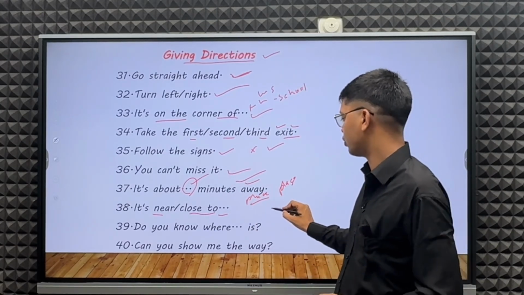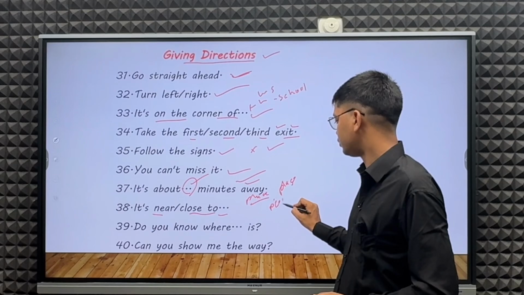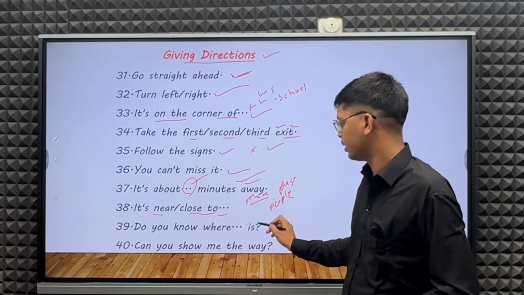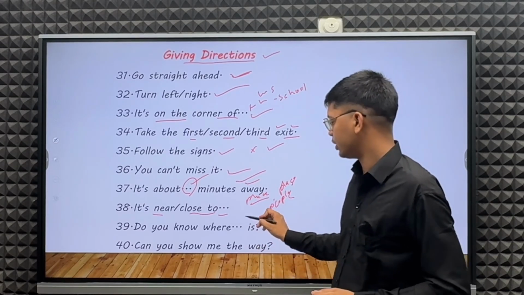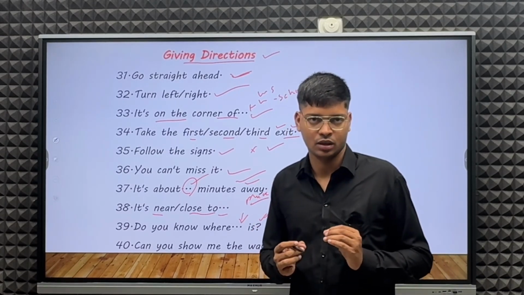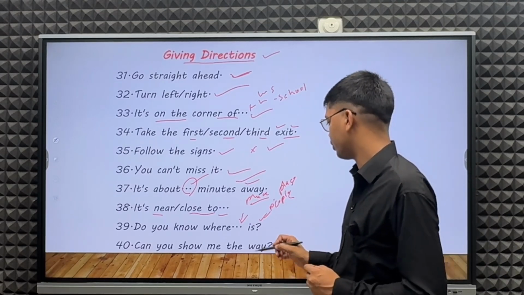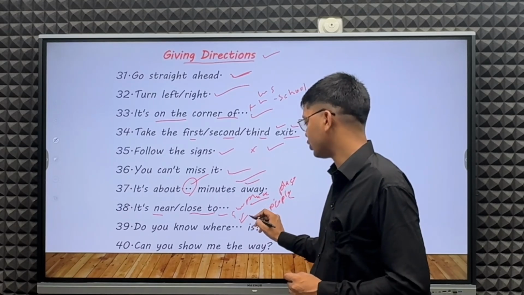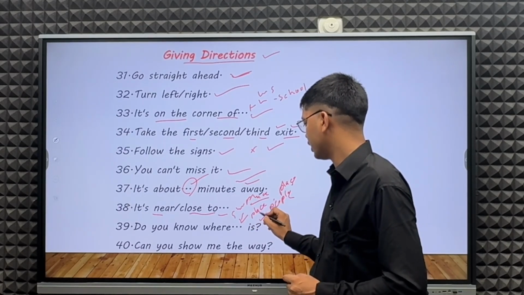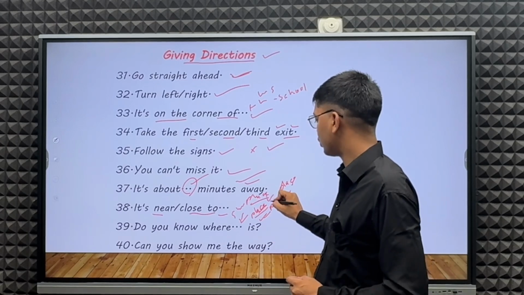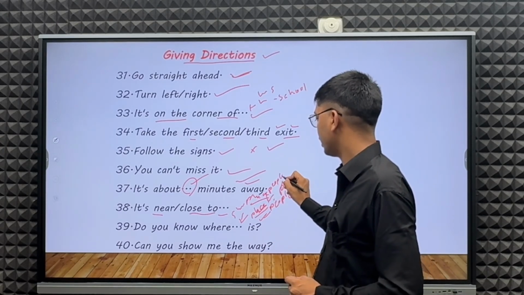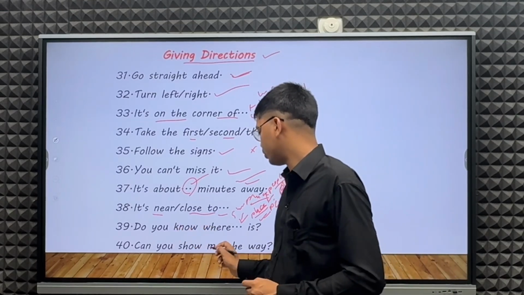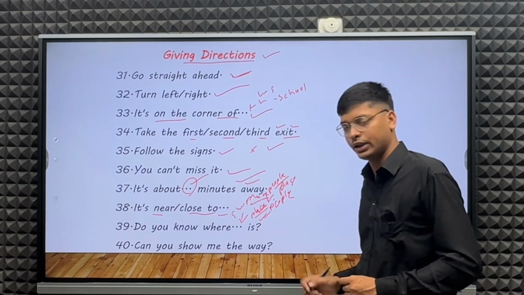And you can use it also with people. Okay, do you know where is, here is a blank space, so here is school, where is school, or you can use any place here. And also any people, like a friend or any relative. Can you show me the way?